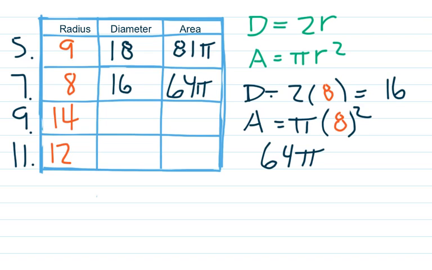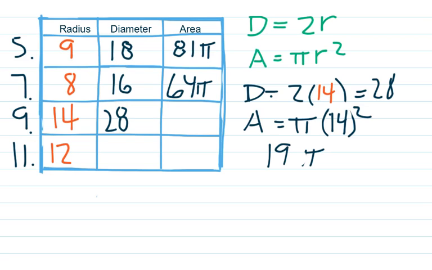Now let's do 14. So our diameter is going to be 2 times 14, and 2 times 14 is 28. So in here we're going to put 28, and now we have area equals pi 14 squared, and 14 squared is 196. So our answer for number 9 is 196 pi.